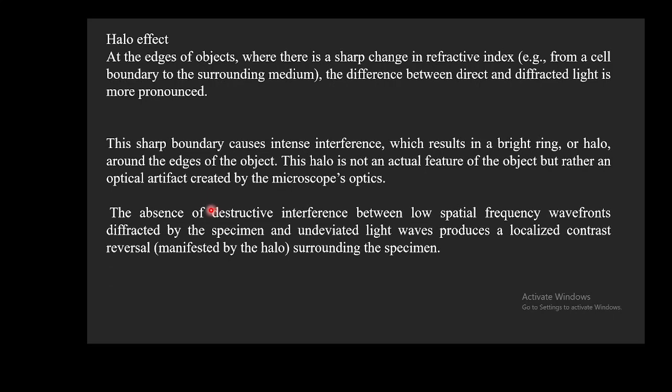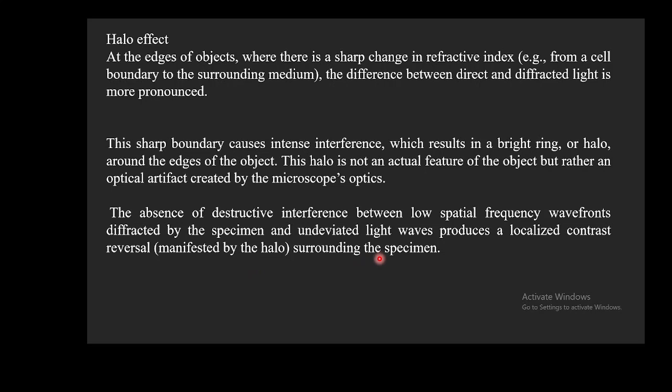Again I am saying, because some of the diffracted light is passing through the faceplate. In theory it should not pass, but because there is an overlapping between the diffracted and the undeviated light, some of the diffracted light, which is also known as the leaky diffracted light, will pass through the faceplate, and when it is passing through the faceplate it is retarded, and now instead of destructive interference you are getting constructive interference, and that is here. Read it. The absence of the destructive interference between low spatial frequency wavefronts diffracted by the specimen and undeviated light waves produces a localized contrast which is known as the halo surrounding the specimen.